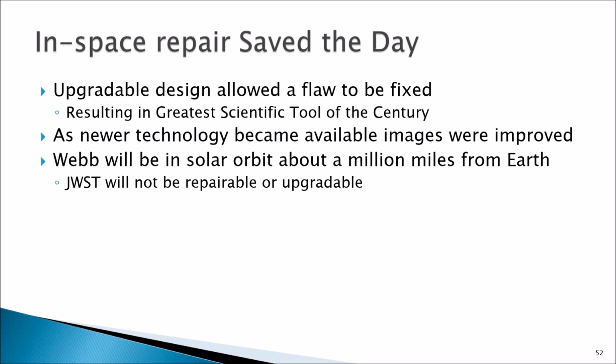The Webb telescope, however, will not be in an orbit that we can get to. The telescope will be located approximately 1 million miles from Earth in Earth orbit. You can think of it as trailing Earth or leading Earth, but it's going to be located 1 million miles away, and we will not be able to get to it to repair it or to do any upgrades.